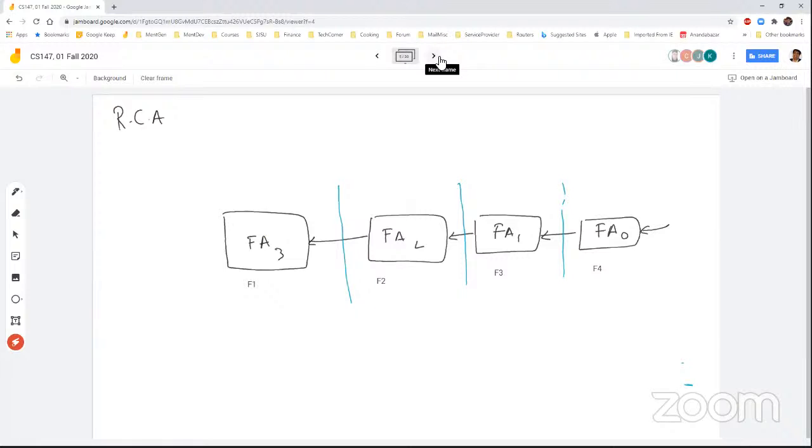So what we introduce here, yeah, let me just remove this part quickly.